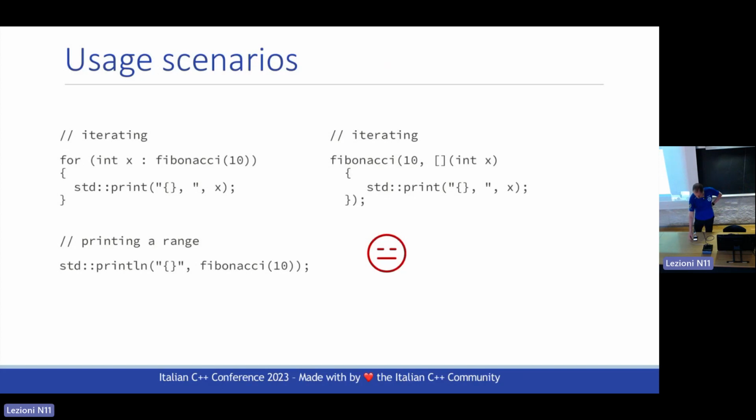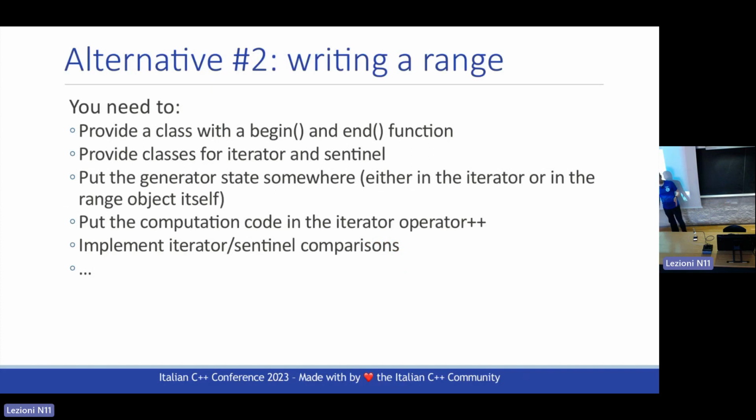So do we have other alternatives? Of course we have. Second alternative, you can write your own range. It's not hard. It's kind of boring because you need to provide a class, provide the iterator, put the state somewhere, implement the increment operator, the dereference operator, implement the comparison between iterator and sentinel. You can do this. It's probably going to be the most performant way to achieve the goal, but the code will be very difficult to maintain and to read, especially if you have a computation that is more complicated than simply generating the Fibonacci numbers. So this is the most efficient way, but I wouldn't use it in production code unless profiling has shown that performance is an issue.